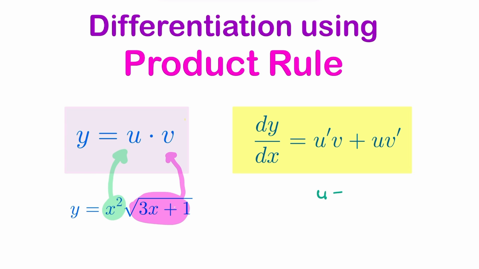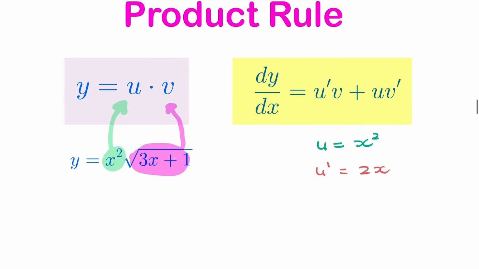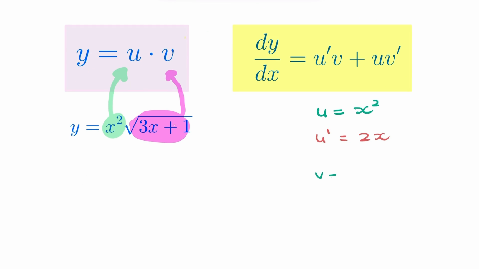So if we let u equals x squared, then the derivative of u is simply 2 multiplied by x to the power 1. And if our second term we write as the square root of 3x plus 1, we can rewrite that as 3x plus 1 to the power half, because that's what the square root is. It's just to the power half. And that's helpful in index form because now I can differentiate that easily.